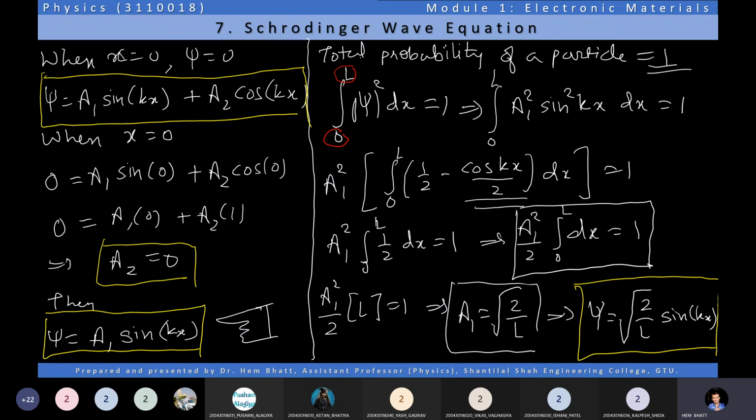Fine. Now let us see this topic in answer format. When you write in the exam, you don't have to show so many math steps. You can directly write that taking square of psi is equal to 1, we get a1 to be root 2 by L. But we should know how to derive the formula and how to solve it.